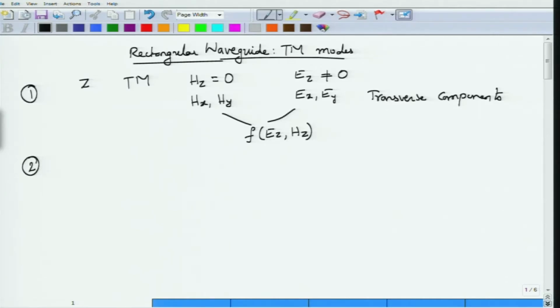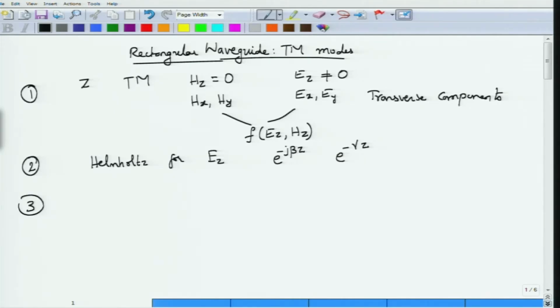The second step that we did was to write down the Helmholtz equation for Ez. This Helmholtz equation was solved by a technique called the variable separable method, which allowed us to express Ez in terms of X of x, Y of y. Of course, we will assume that all the fields are propagating as e to the power minus j beta z for a lossless waveguide, or in general e to the power minus gamma z for a lossy waveguide. This is the form of the z dependence that we had assumed.